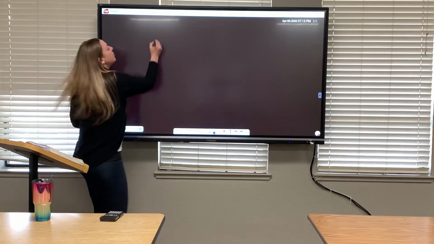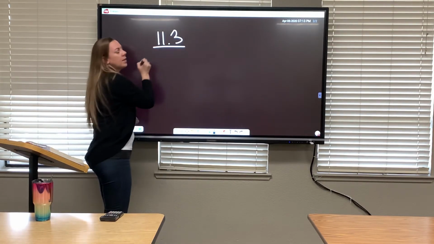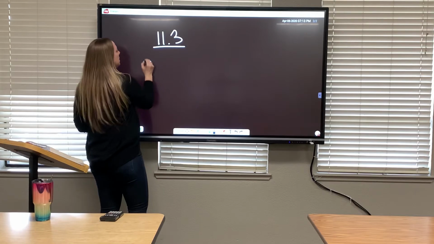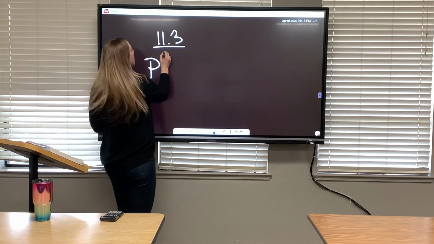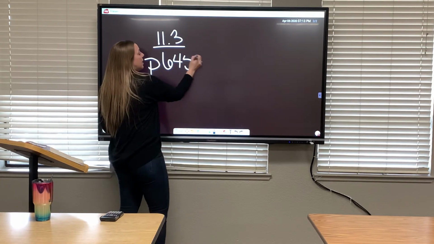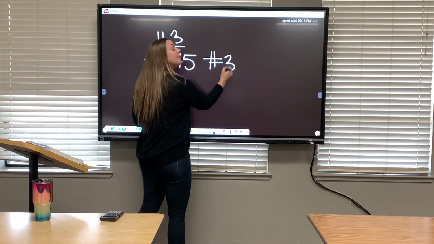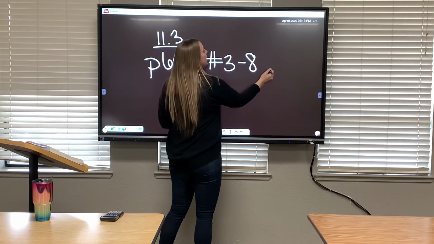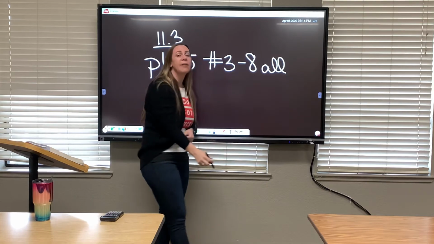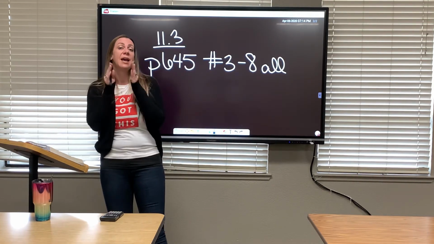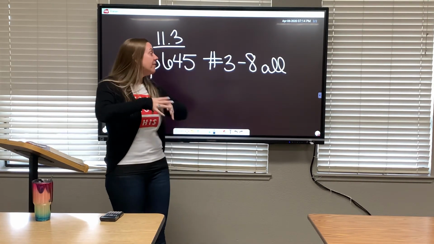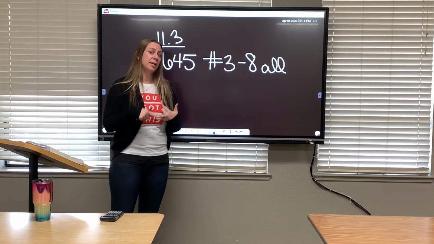So our homework for 11.3 is all on page 645. There's not a lot here because there's a lot of steps for this lesson. So you're just doing 3 through 8 all. You have to have all parts in order to get full credit. Okay, so we have to have all parts of that frequency table and the histogram.